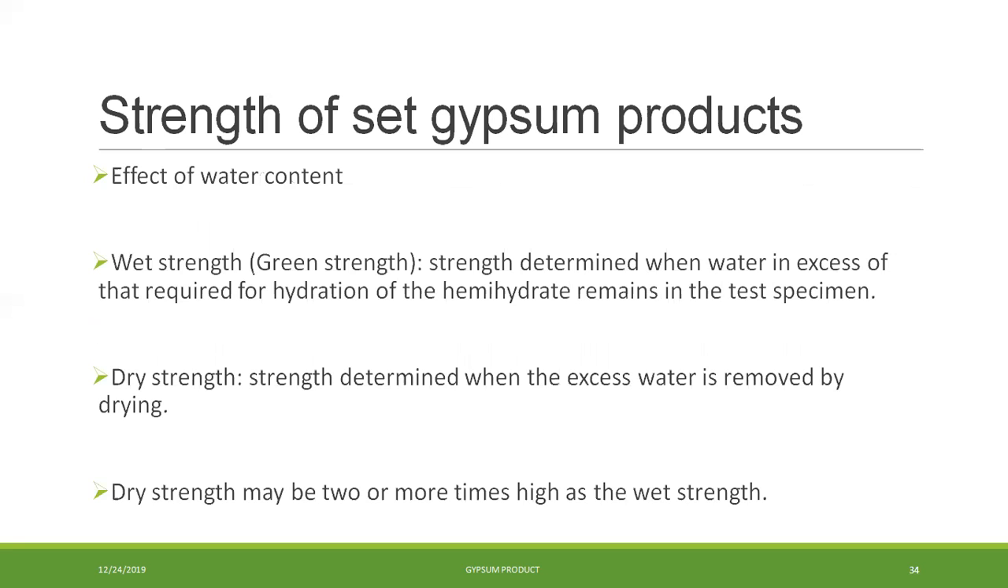Now, the strength of set gypsum products depends upon the effect of water content. Wet strength, which is green strength, is determined when water in excess of that required for hydration of the hemihydrate remains in the test specimen. Dry strength is determined when the excess water is removed by drying. So you have to remember these two terminologies: wet strength, also called green strength, because excess water is available, and dry strength, where the excess water is removed. Dry strength may be 2 times higher than wet strength.